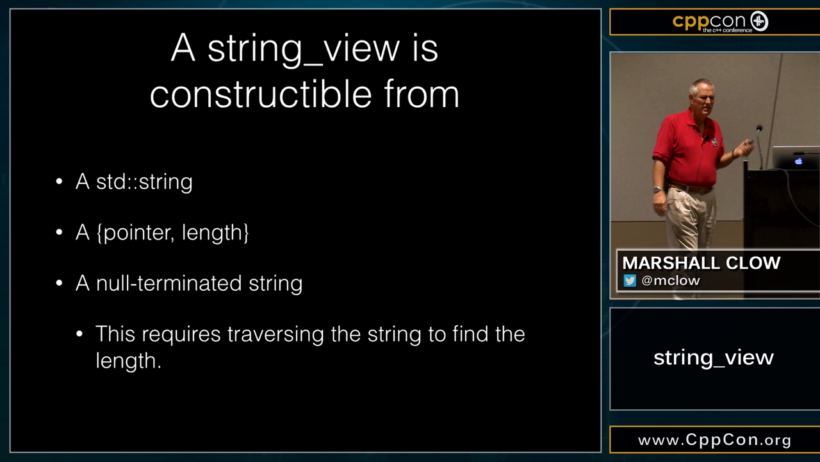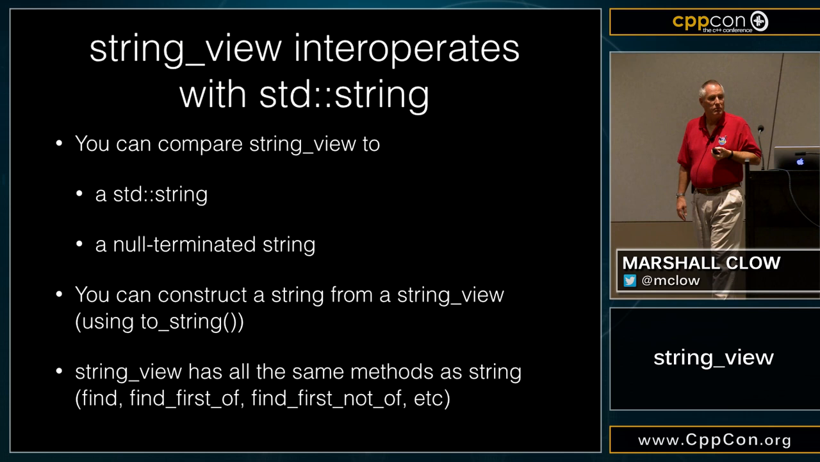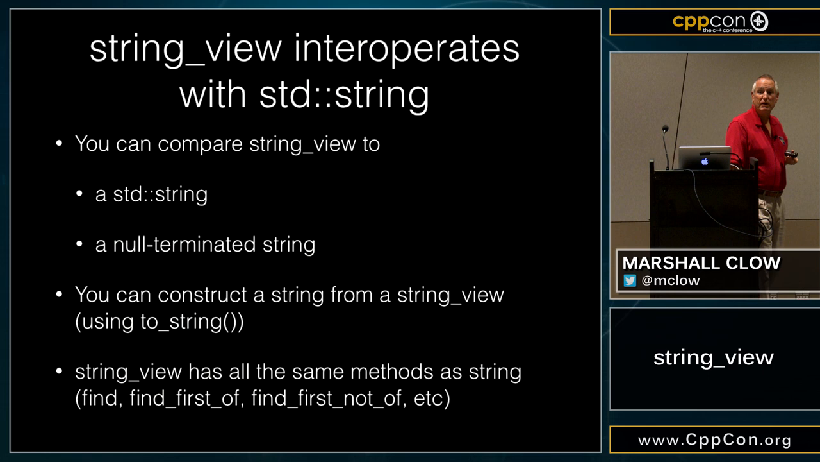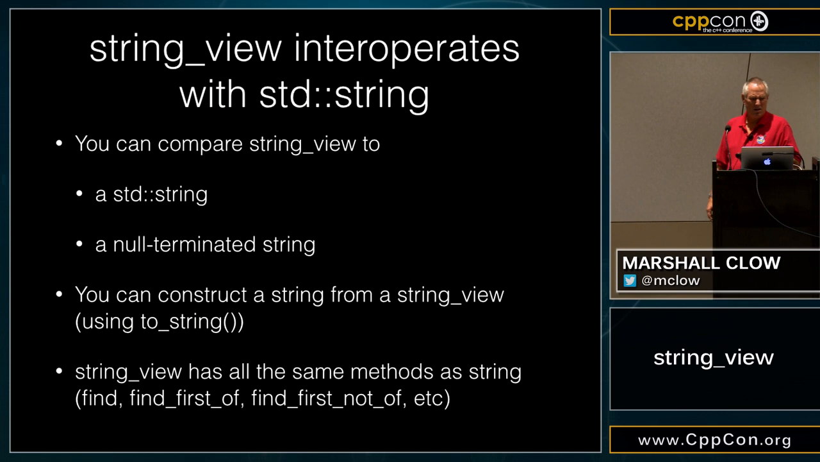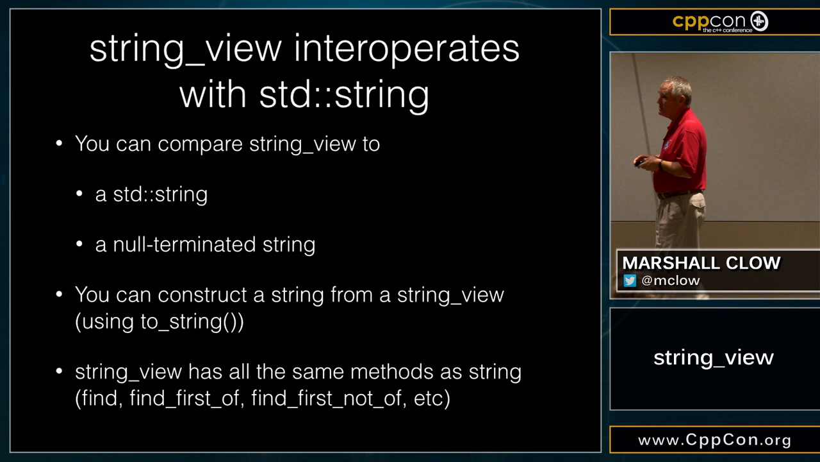Okay, other questions about the constructors? String view interoperates with std string. You can compare an std string to a string view or to a null terminated string. The whole idea was that you could basically drop in string view in places where you had a constant string, because they have the same interface.